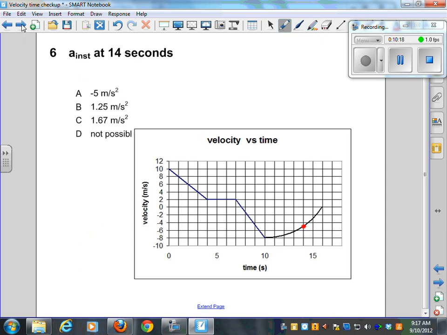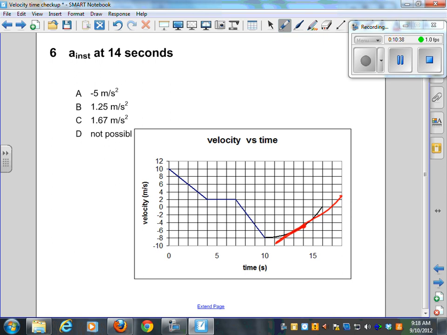V inst at 14 seconds. I've already got the little dot on there. So if it's at 14 seconds, it's curved. How do I handle that one, Jesse? Justin? Tangent line, very nice. Sorry, Justin. Jesse, he beat you to it. Okay, I drew a terrible tangent line. You would have to draw a better one, right?